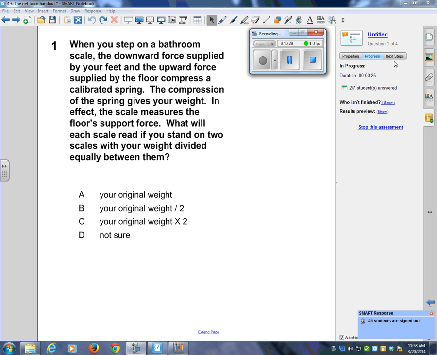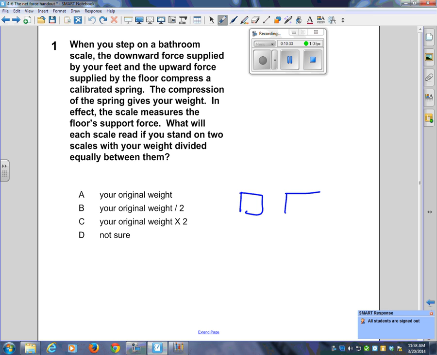So you've got 2 scales, like so, right? And then here you are standing like so. What will each scale read? Will it read your original weight divided by 2, your original weight times 2, or I don't know?